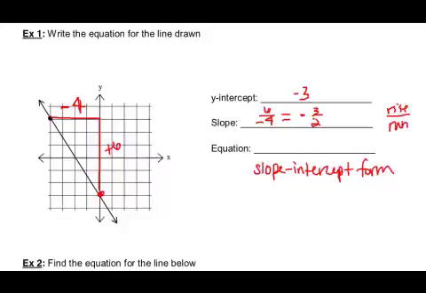So then if we're writing our equation in slope-intercept form, we then just plug in our values. So our equation is y equals m, our slope, -3/2, x plus -3. Again, -3 is our y-intercept, so that's our b value. Our slope is -3/2, so that is our m value. So again, our equation is y equals -3/2 x minus 3.